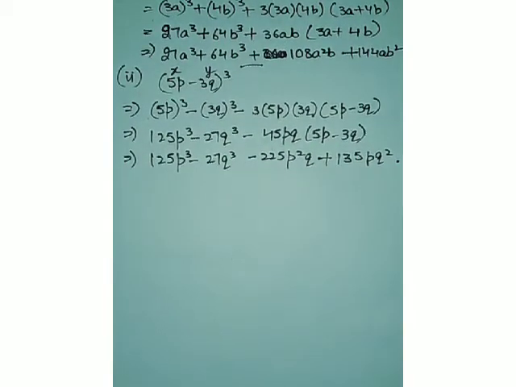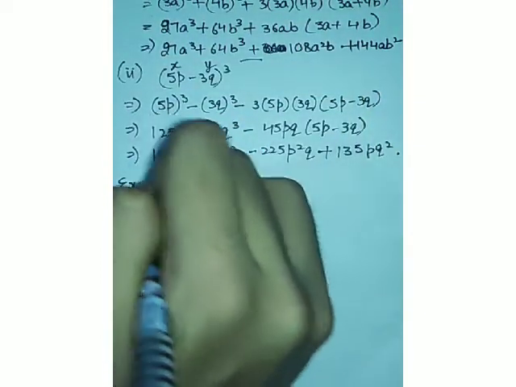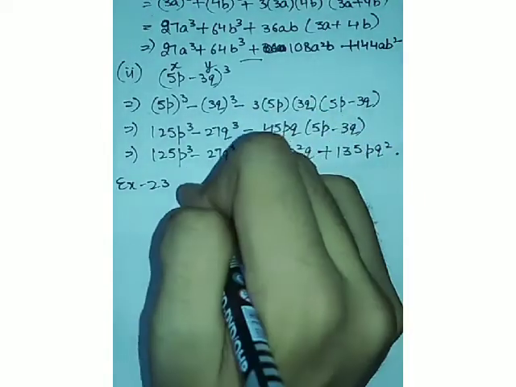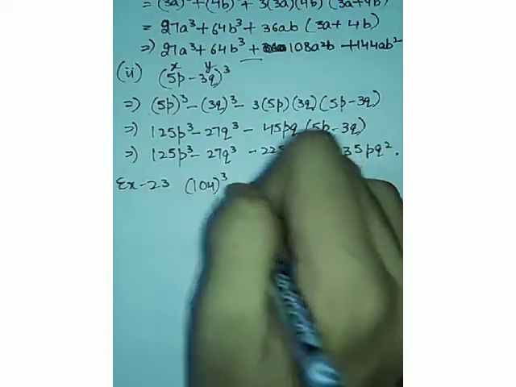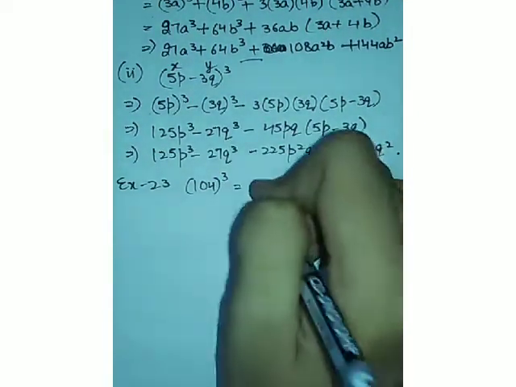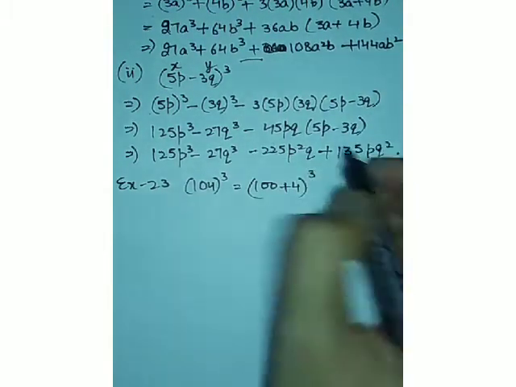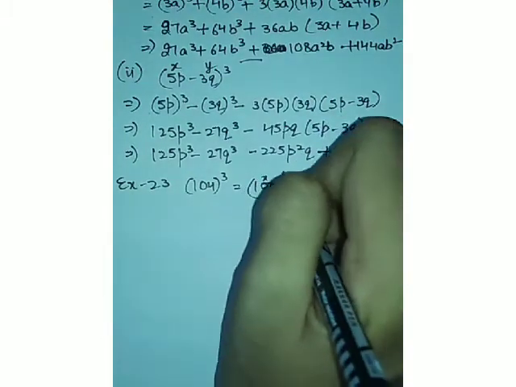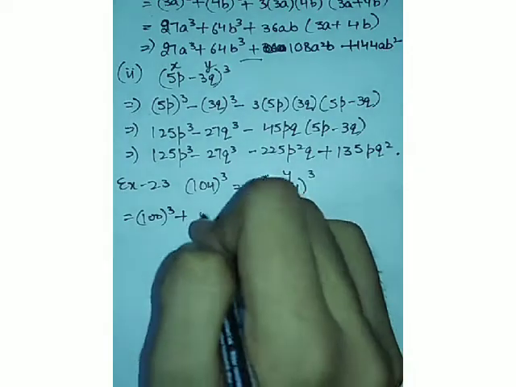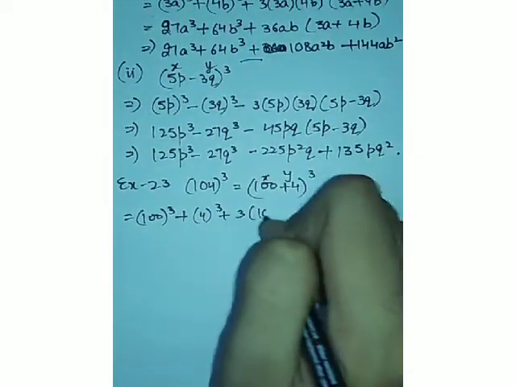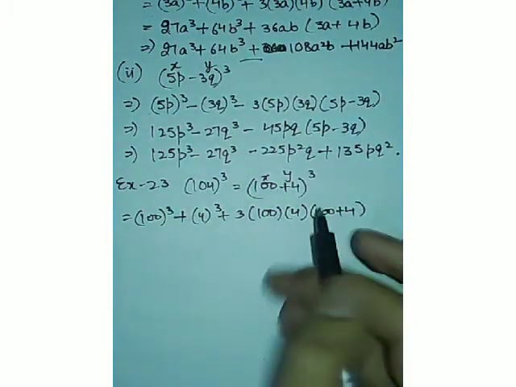Now we'll do a sum which is related to using the nearest whole numbers. That is, in example 23, we have to evaluate 104 cube. Simply 104 cube, we can write it as 100 plus 4 cube. Again, you have to use the nearest whole number. 100 plus 4 cube means x plus y cube, right? So use the identity: 100 cube plus 4 cube plus 3 multiplied by 100 multiplied by 4 multiplied by 100 plus 4, right?